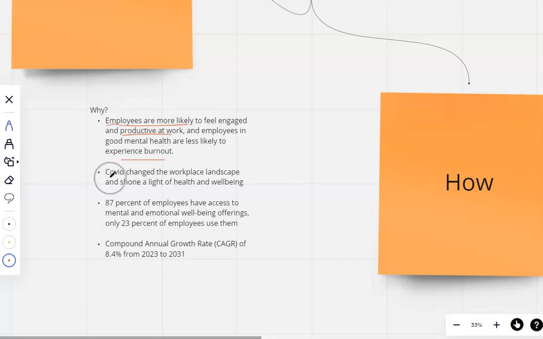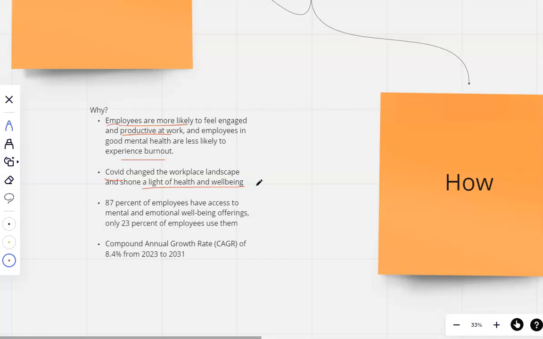We also know that COVID changed the workplace. Not only did more people work from home and are staying at home, more people are wanting that kind of lifestyle. They're wanting their business to look after their physical health, their mental health. And it really shone a light on health and well-being in the workplace and in general.